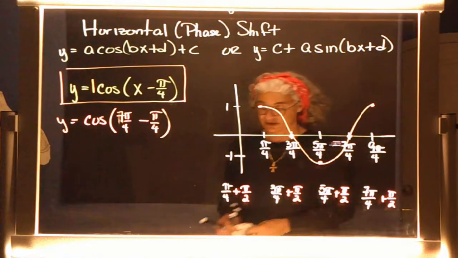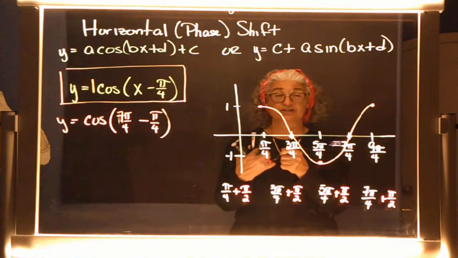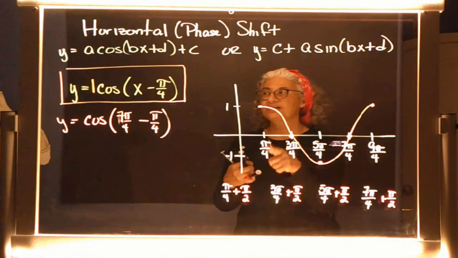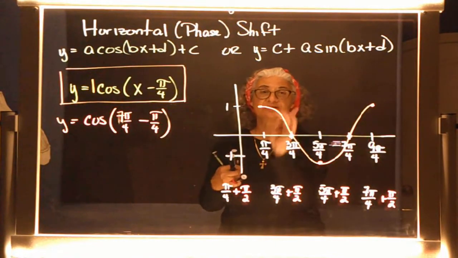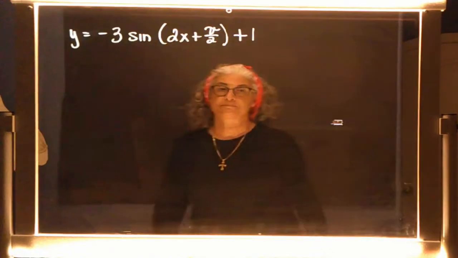There is your cosine graph, and it had a phase shift, and it started at pi over 4. So check it out. Your phase shift was to the right, pi over 4, wasn't it? Good. Hang in there. Got one more example.